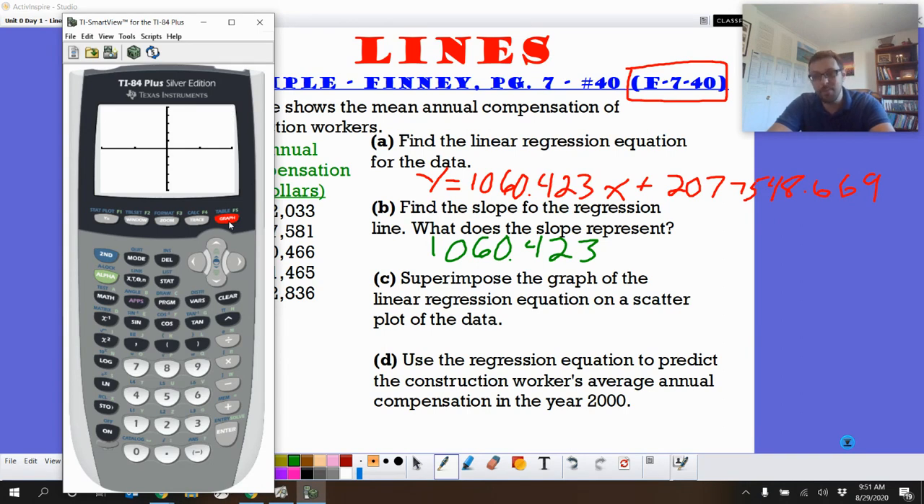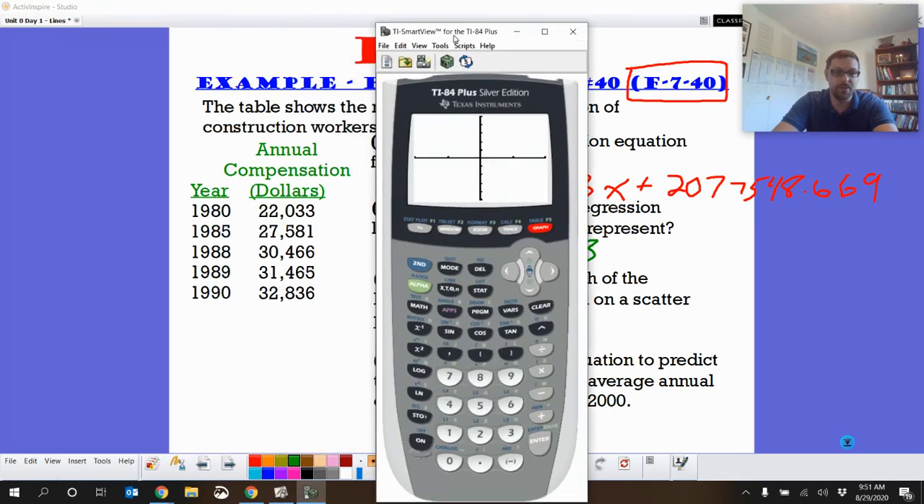And I see nothing because my window's wrong. Take a look at your numbers. Our years are from 1980 to 1990, and I'm definitely not looking at that. So let's have that be a part of our window. So our X values, let's go from 1970. Ooh, I got an extra 0 in there. Just so that it's not right up against the edge of the screen. And let's go to 2000. Why is my X scale so goofy? Let's go by tens for my X scale.